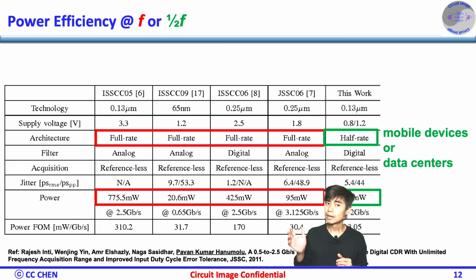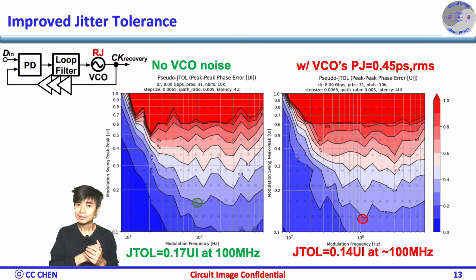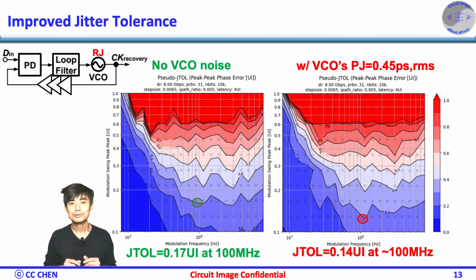This power efficiency is particularly beneficial in applications with strict power constraints. For example, half-rate CDR is an attractive option in mobile devices and data centers, in addition to the low power and low complexity. What's the critical target of the RX CDR? Think about the tolerance image for 5 seconds. Great. Jitter tolerance.